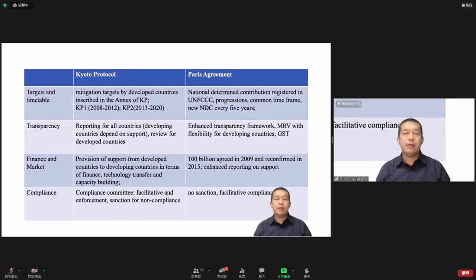The old thinking is generally exemplified by the Kyoto Protocol, and a new type of example is the Paris Agreement. What is the difference between those two international governance structures? In this table, we compare these two international agreements in different dimensions. Of course, there are many differences in many dimensions, but we just highlight some of them. For the Kyoto Protocol, the target and time frame give mitigation targets for developed countries, inscribed in the annex of the Kyoto Protocol, and the time frame is the two periods of the Kyoto Protocol.